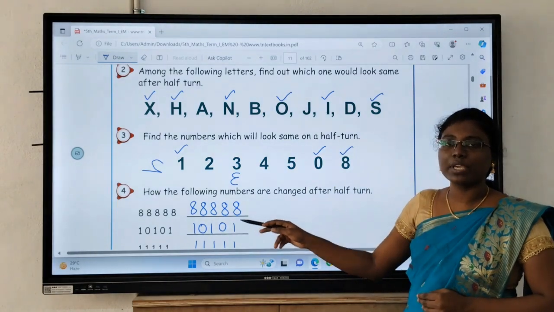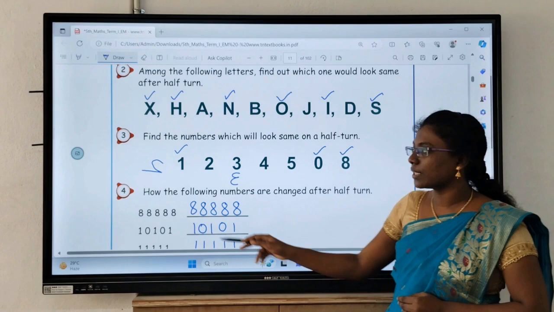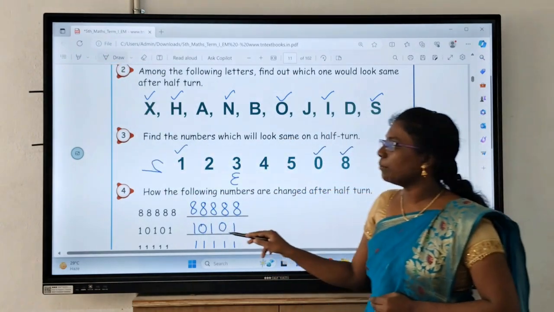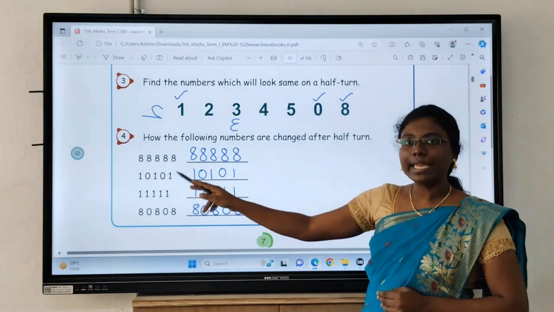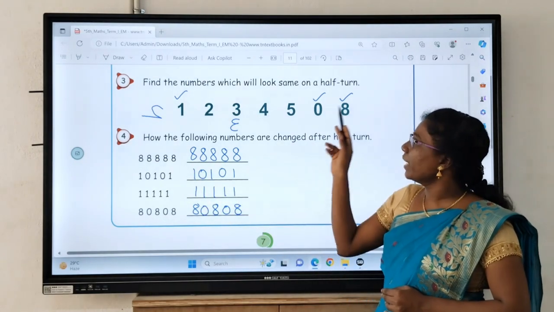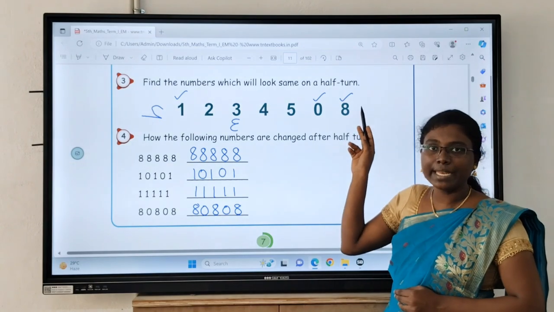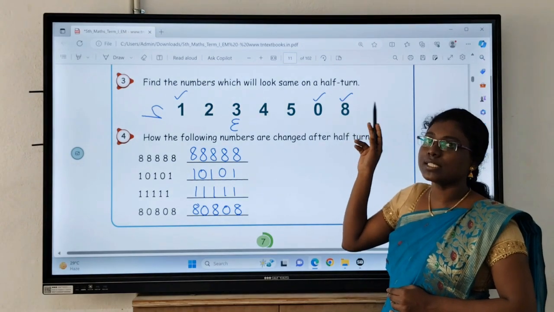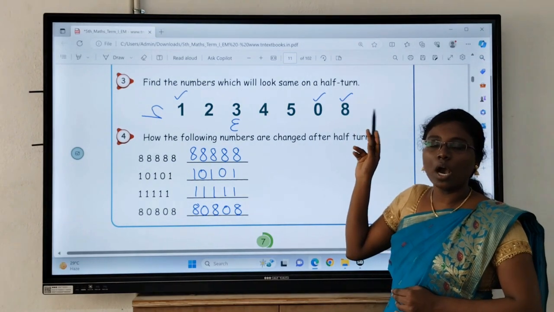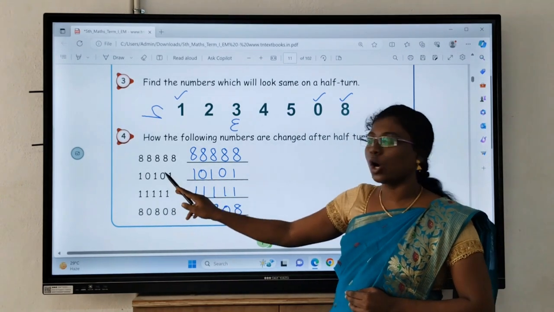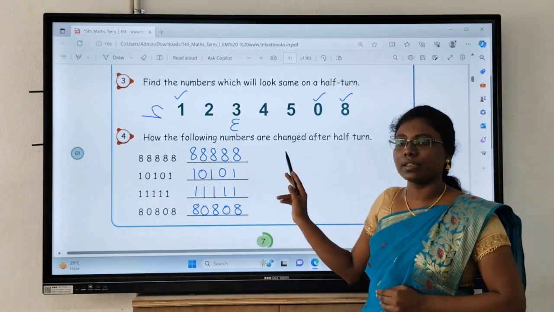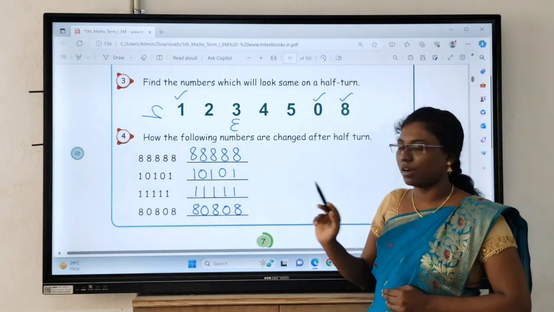Next, they have also given some numbers here. So what are all the numbers given? Here also the same 8 numbers will be repeated.